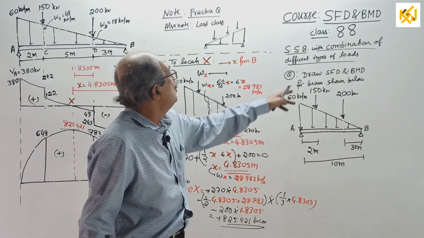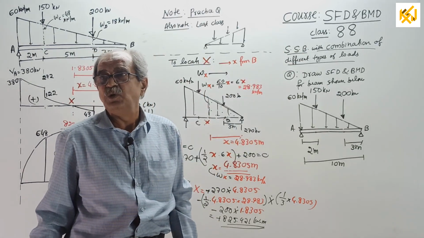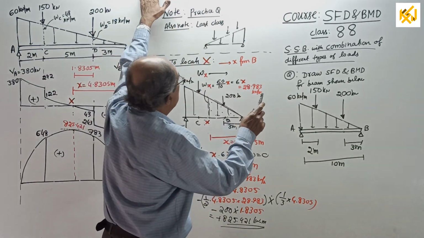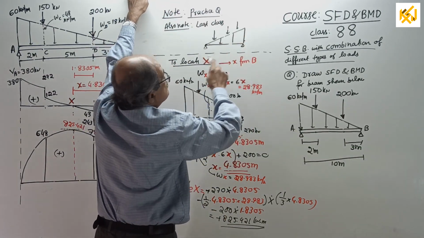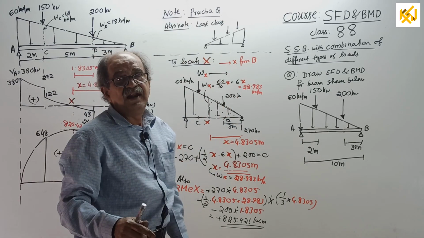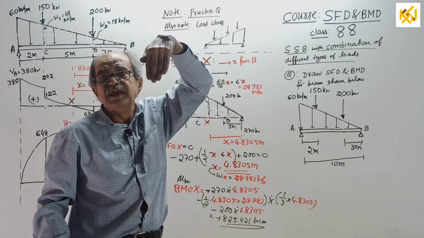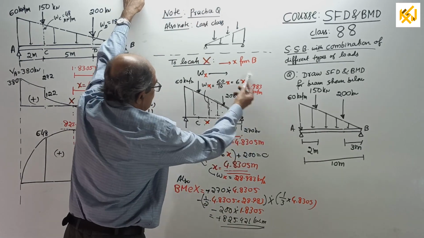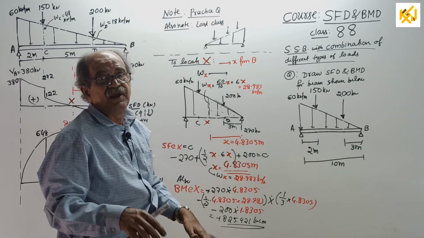See, I will tell you now, next class, 89, what I will do. In class 89, I will once again take a problem of this type. But there, I will see that SF will cross the baseline under the point load. So that X will not be there. See, that means this part is not there. Amount of work is reduced.